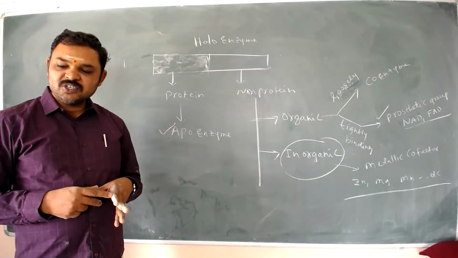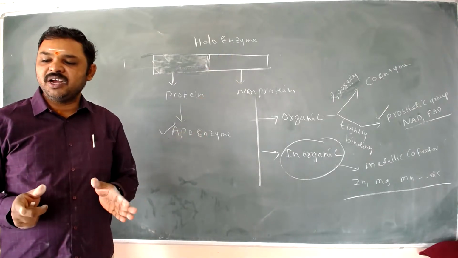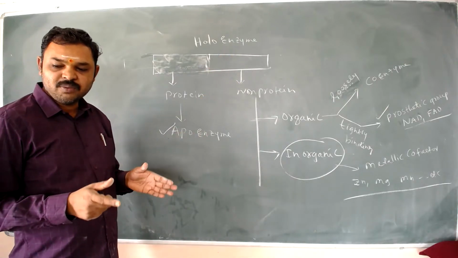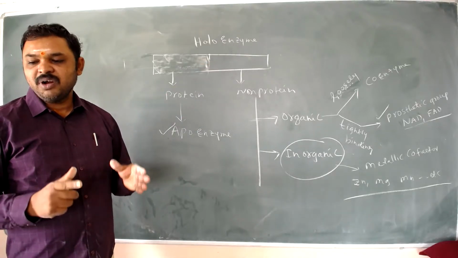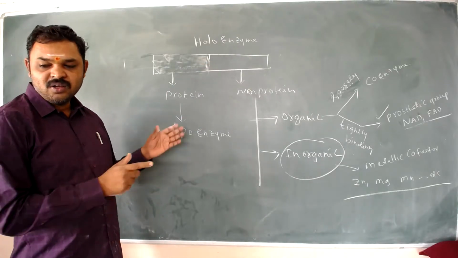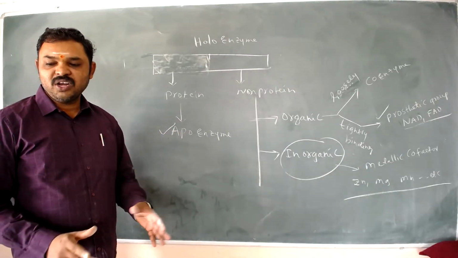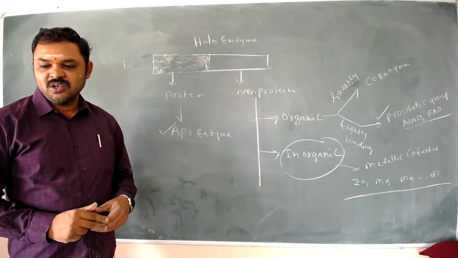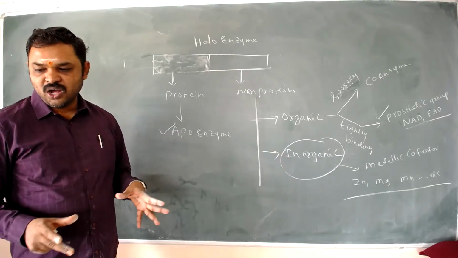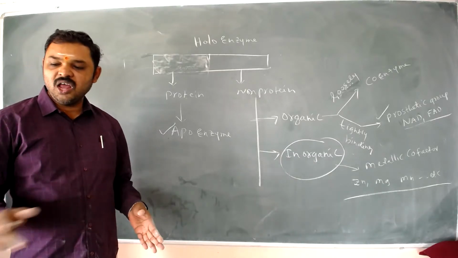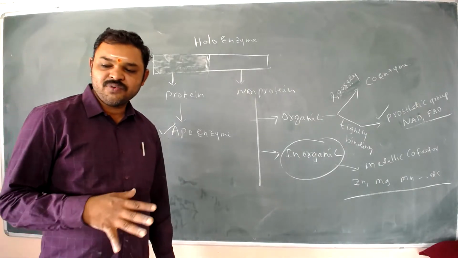The metallic cofactors means in place of organic composition, if the non-protein part is occupied by metals like magnesium, zinc, calcium, manganese, that can be called the metallic cofactors. These are the enzymes. Simple enzymes are made up of proteins only. Holoenzymes have protein and non-protein parts. These are the types of enzymes on the basis of composition.